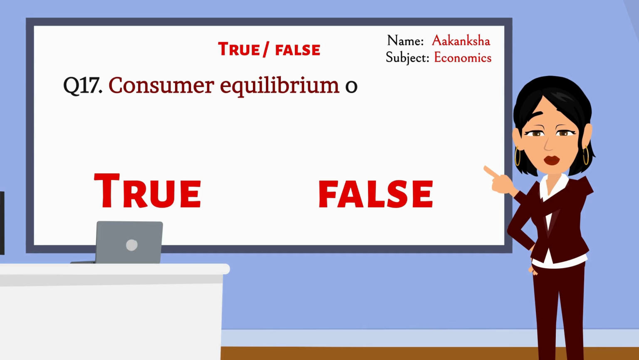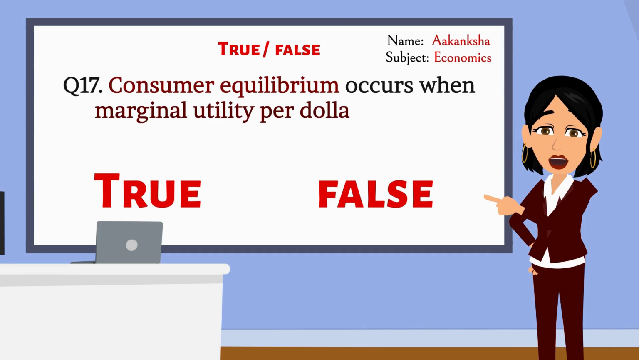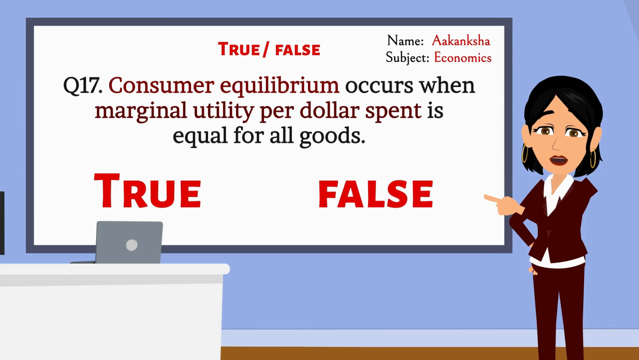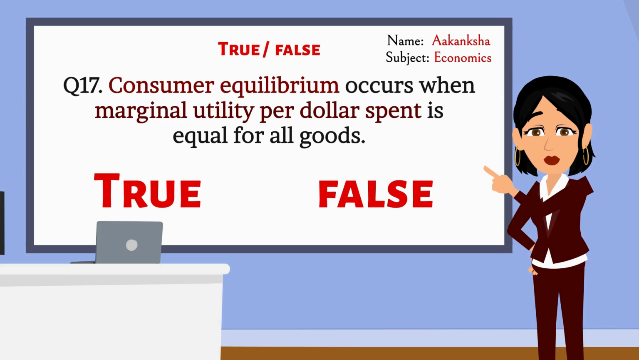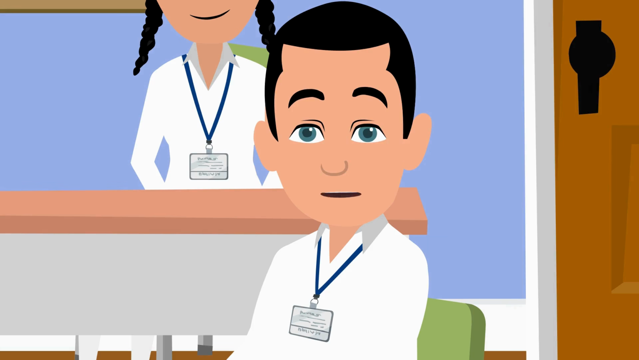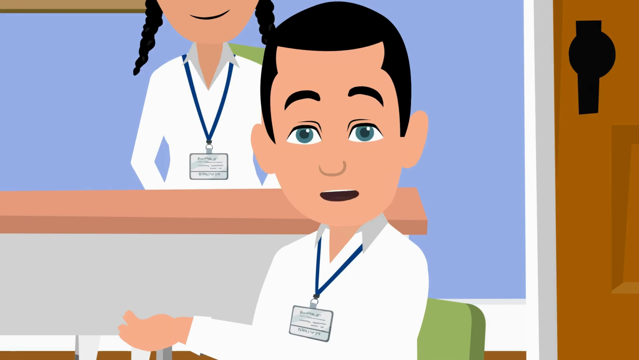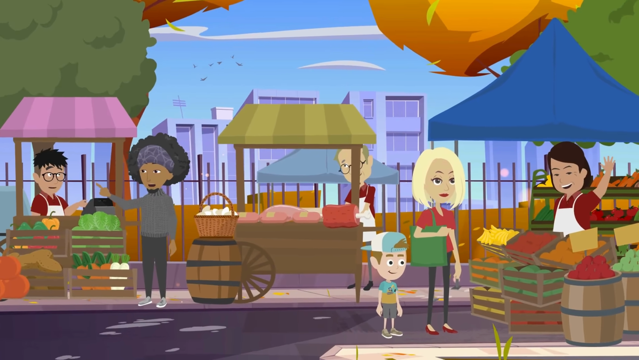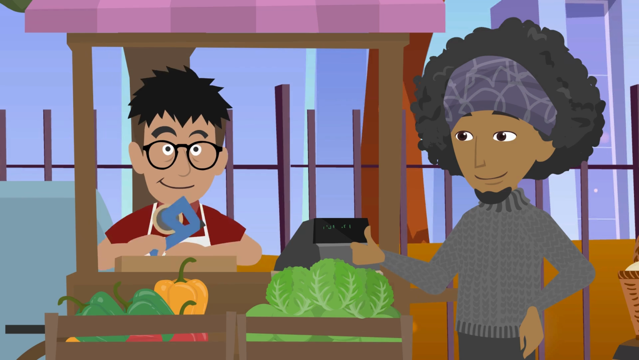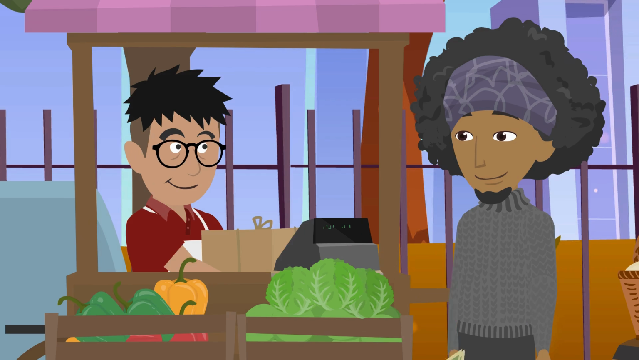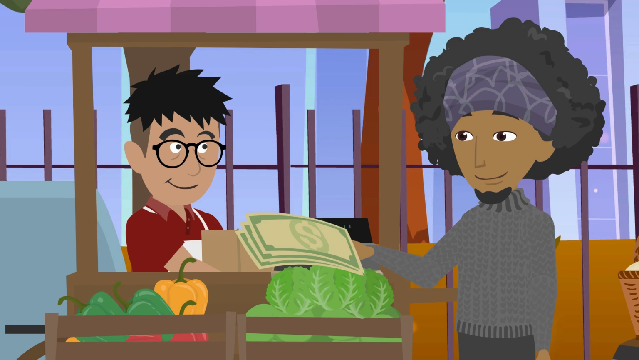Question 17. Consumer equilibrium occurs when marginal utility per dollar spent is equal for all goods. True or false? It's a true statement, ma'am. Well done, Ansh. Why is it correct? It's because consumers allocate their income to maximize total satisfaction by equalizing the marginal utility per dollar across all goods.